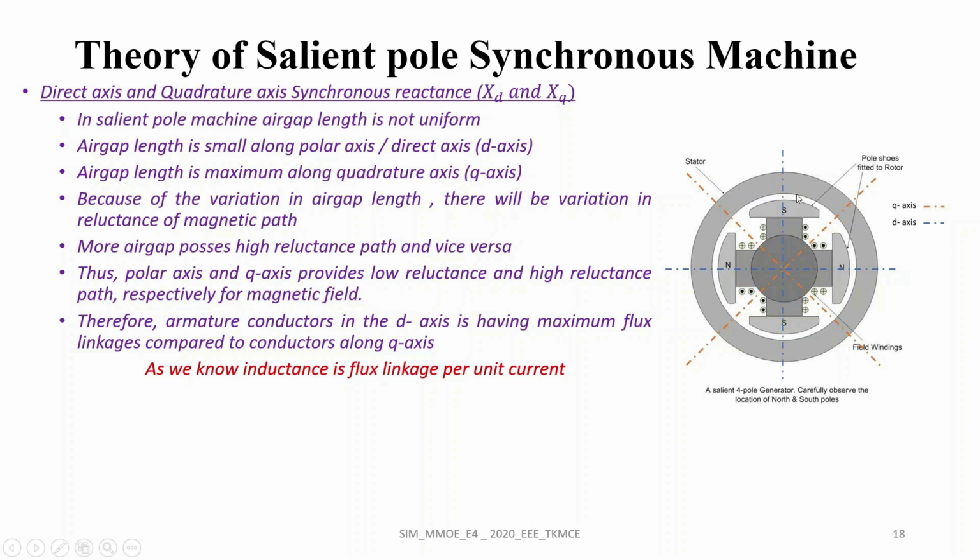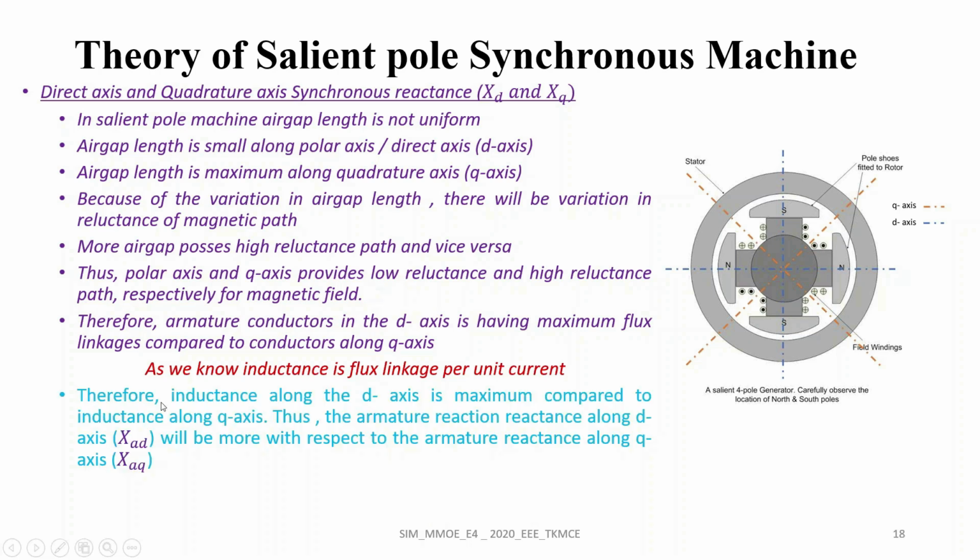So along the direct axis, inductive reactance is more. Along the quadrature axis, inductive reactance is less. Therefore, inductance along the direct axis is maximum compared to inductance along the quadrature axis. Thus, armature reaction reactance along the direct axis, that is XAD, will be more with respect to armature reaction reactance along the quadrature axis. So armature reaction reactance along the direct axis is represented by XAD, and along the quadrature axis by XAQ.